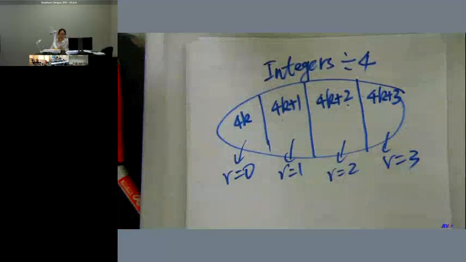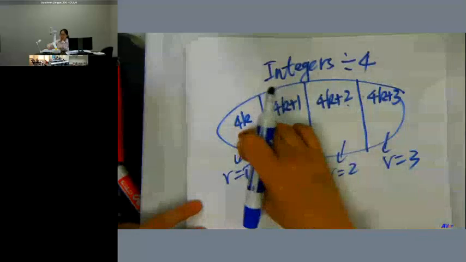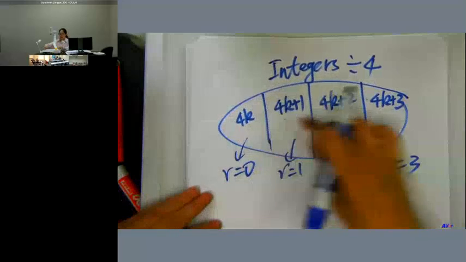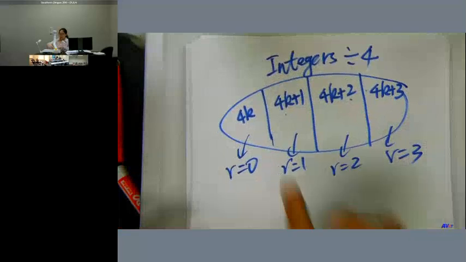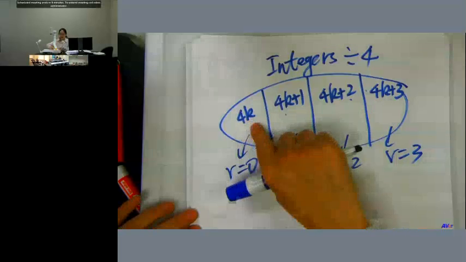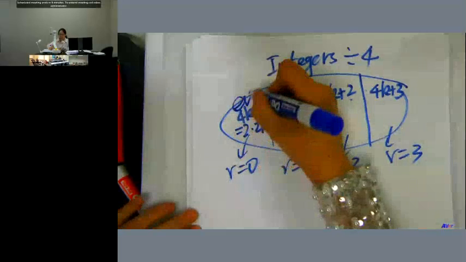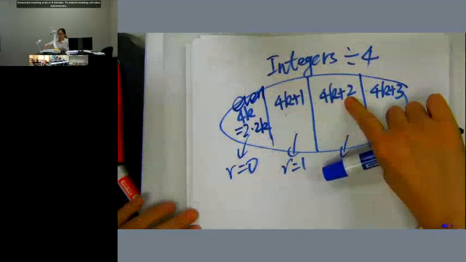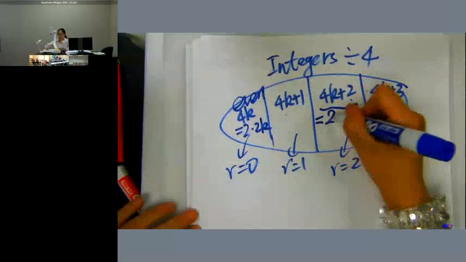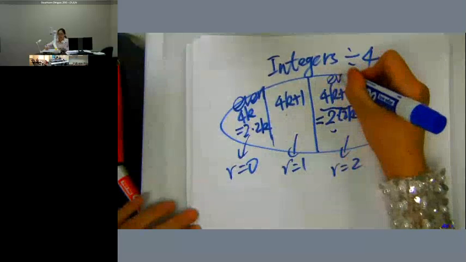So all the integers can be divided into 4 categories: 4k, 4k plus 1, 4k plus 2, 4k plus 3. Now out of these 4 categories, which is 4k, even or odd? It's all even, right? Because it's 2 times 2k. Apparently it's even right here. 4k plus 2, is this even or odd? Even. Why? Because you can factor out a 2, which is 2 times the integer, makes it even again.